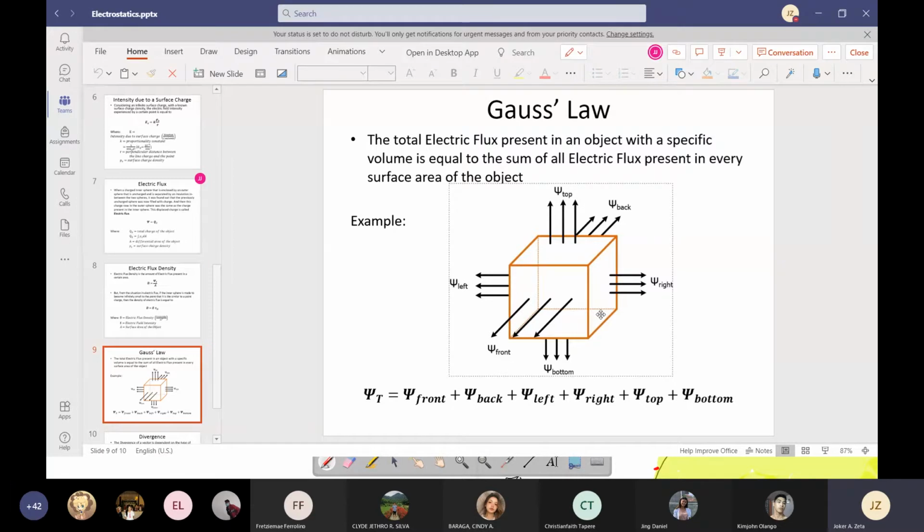Now, the problem with Gauss Law is that the more surfaces there are, the longer your solution becomes. For example, for a rectangular box, you have 6 surfaces. Therefore, you have to integrate six times. So that is the problem with Gauss Law. The more surfaces, the more you have to integrate.